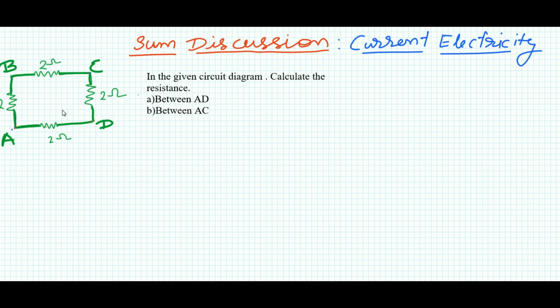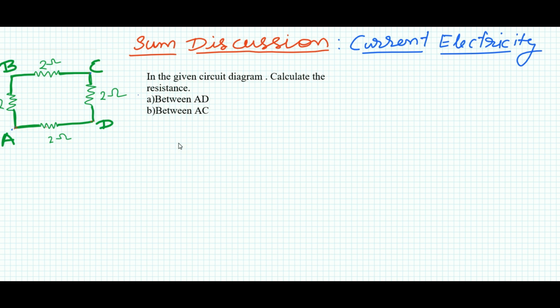In this circuit we have to calculate the resistance between AD, that means point this and this, and resistance between point AC, that means between this and this point. Okay, so here first I am telling you, whenever you are doing the solution of this type of network circuit, always stretch the network so that it will look flat, that means horizontal.